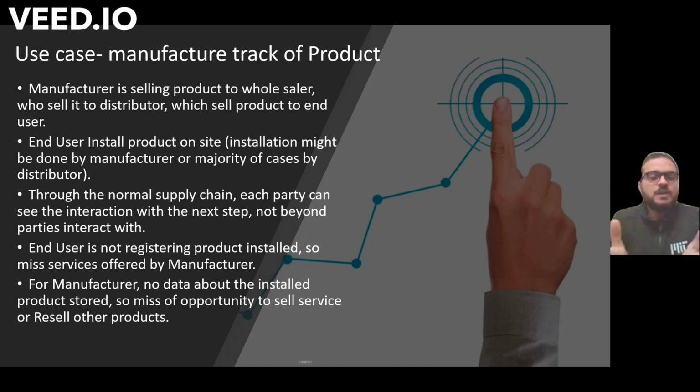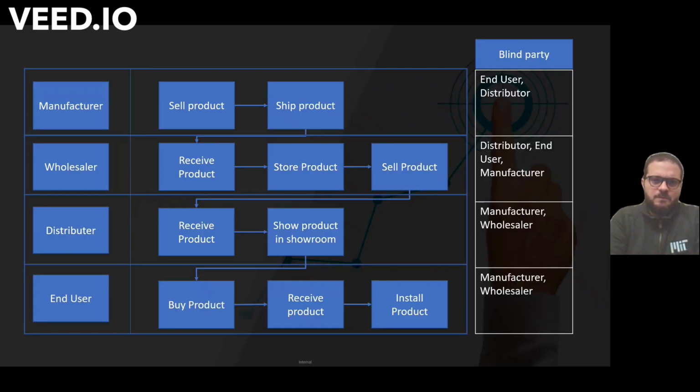For the manufacturer, no data about the installed product is stored, so there are missed opportunities to provide self-service or to resell other products to the end user. And from the end user perspective, he will miss news about the product itself, updates, or if there are any quality issues or recalls that the manufacturer is doing a campaign for.